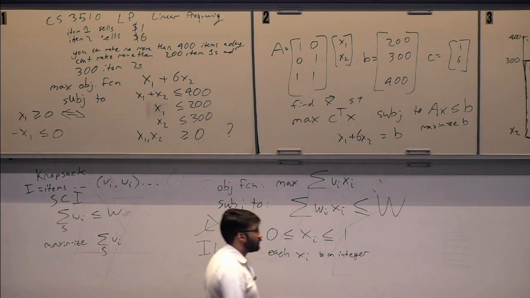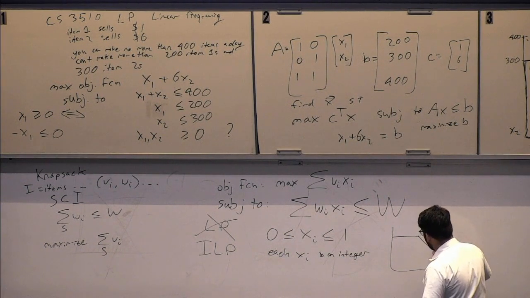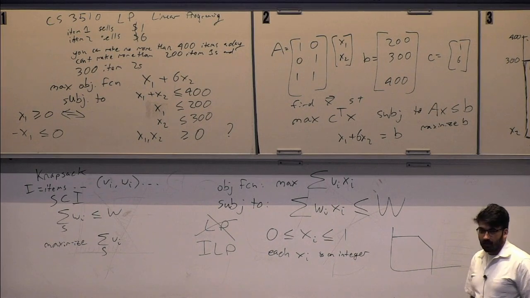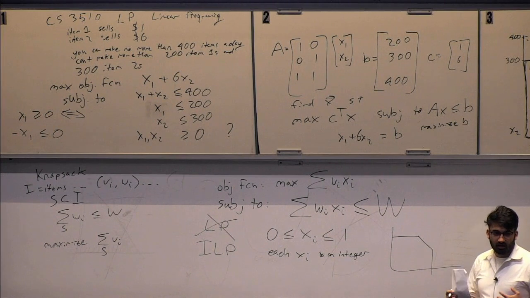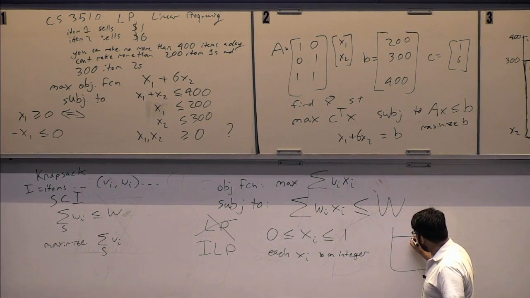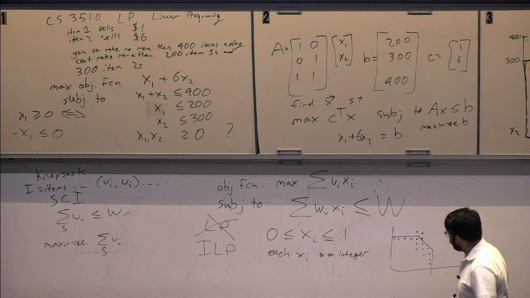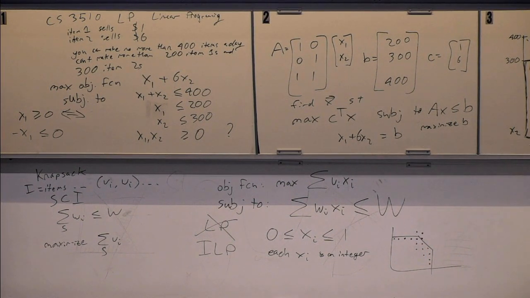Here's the reason. If we go back to geometry and we consider our polytope, let's say we have something like this. The integer solutions may not be the ones on the extremal points of the polytope anymore. Suppose I plotted the integer solutions near the border, something like this. Which one of those maximizes the objective function?